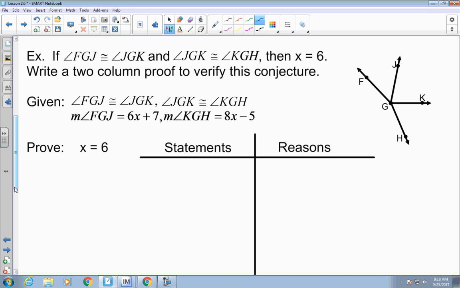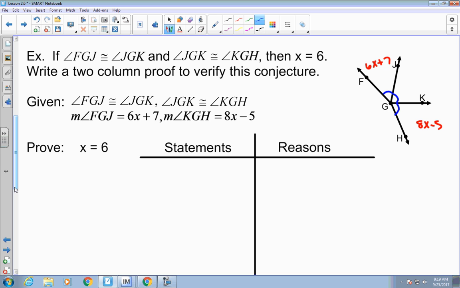So let's go to our picture and let's mark up everything that they give us. It says that FGJ is congruent to JGK. Then it says that JGK is congruent to KGH. And I want to prove that x is 6. Now it also tells me that FGJ is 6x plus 7, and JGK is 8x minus 5.